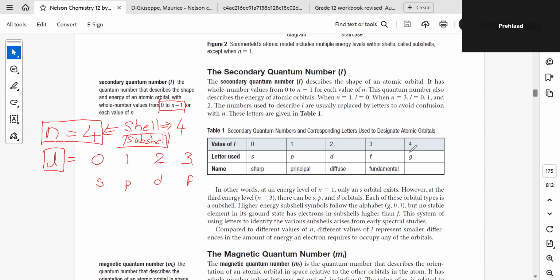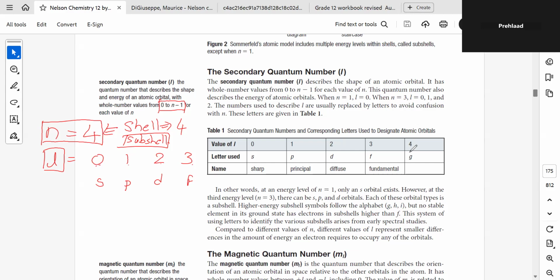So is it clear what the secondary quantum number is? Yes. We have a line, and that line is made up of fine lines. The line is a shell, and the fine line is a subshell. Correct? Yes. Any doubt? No.